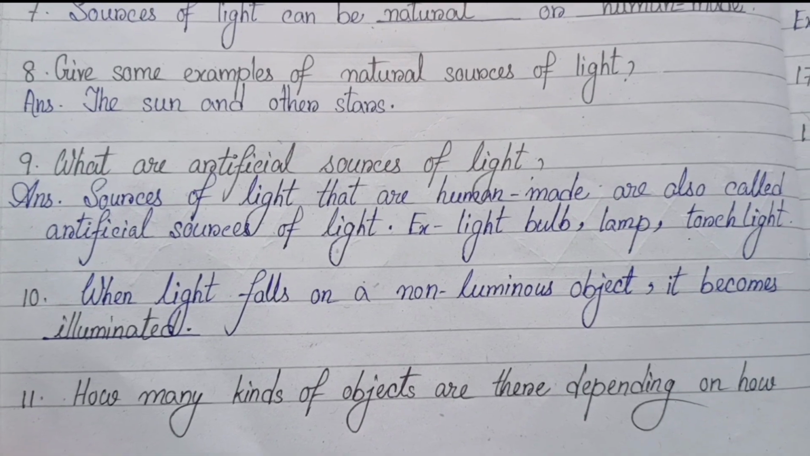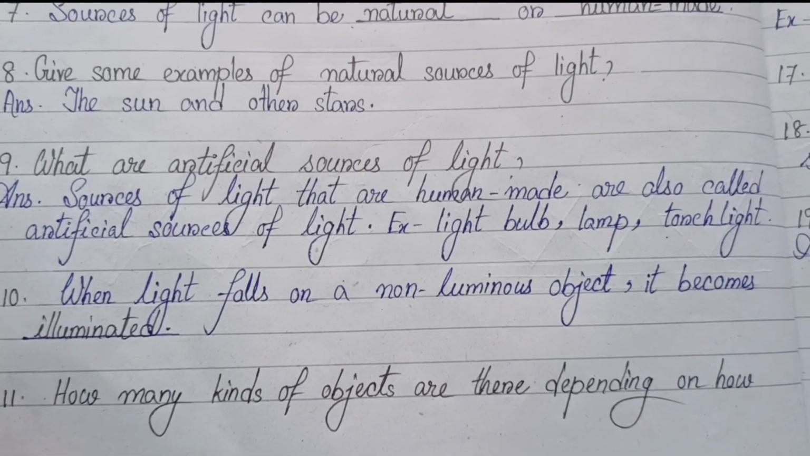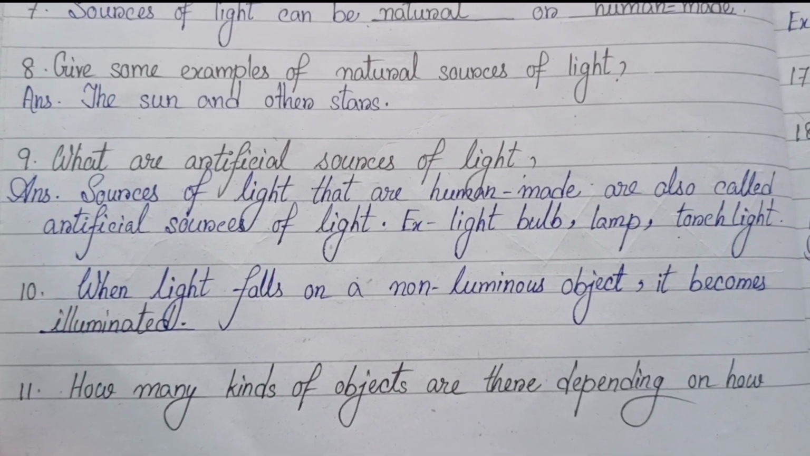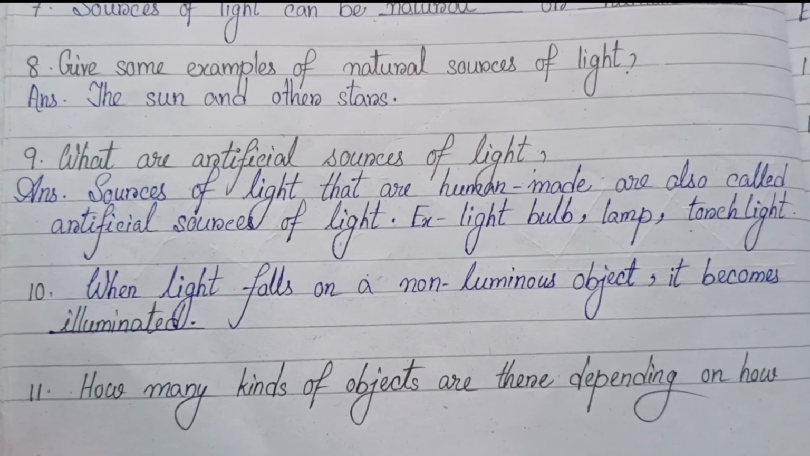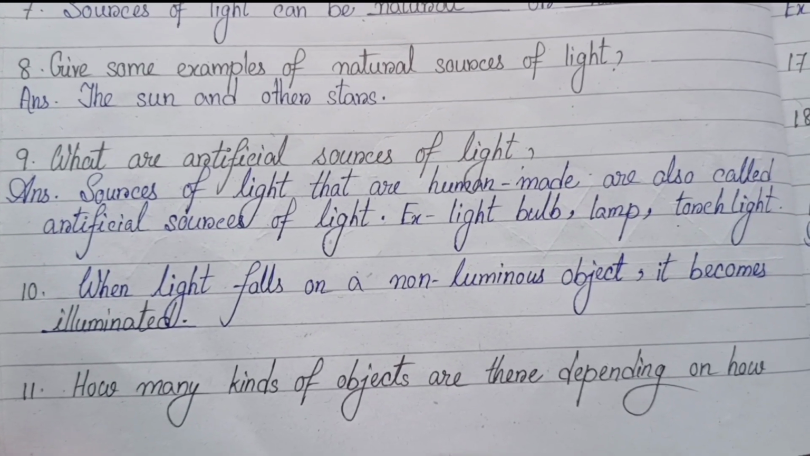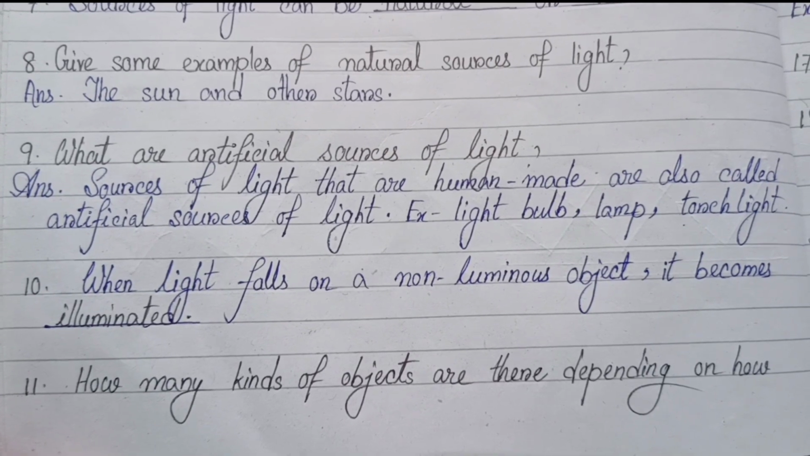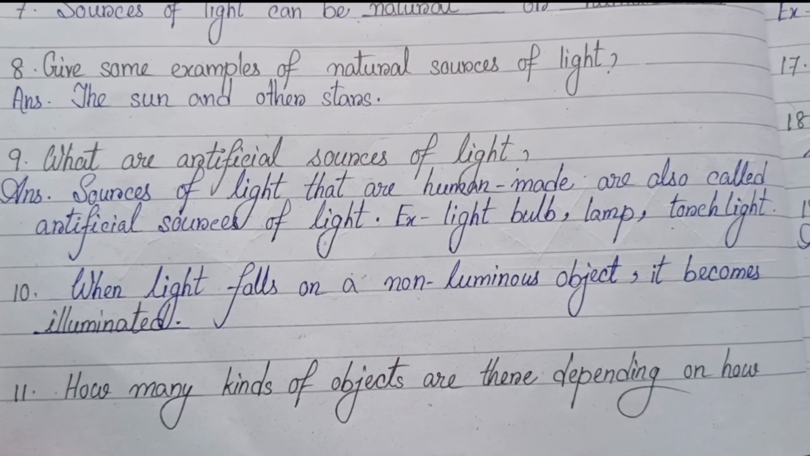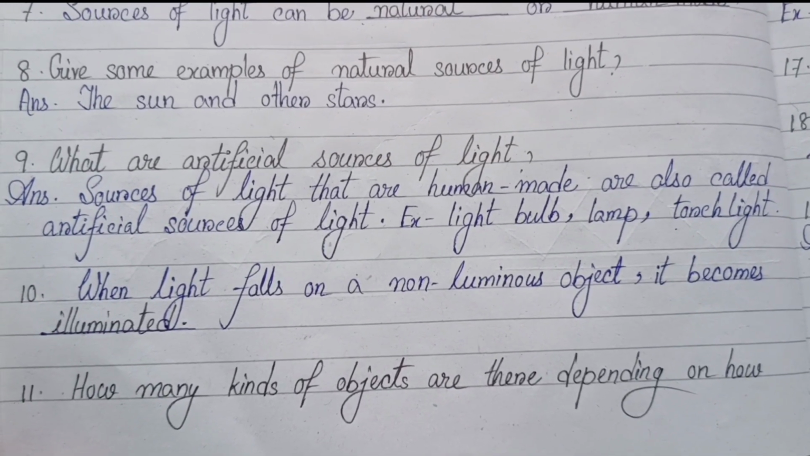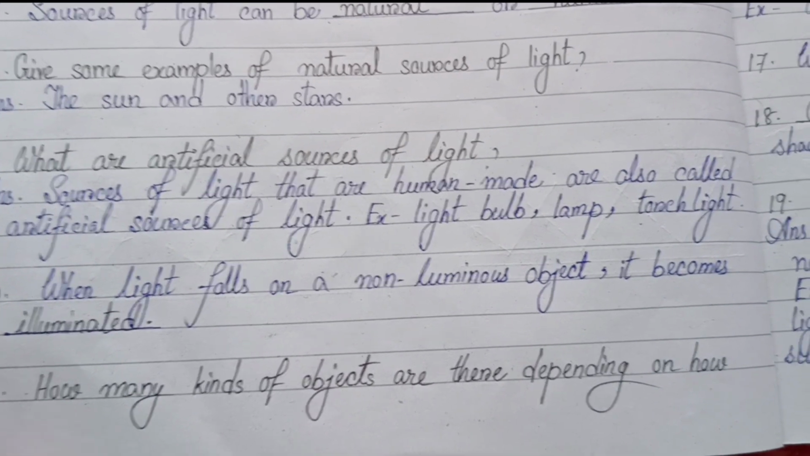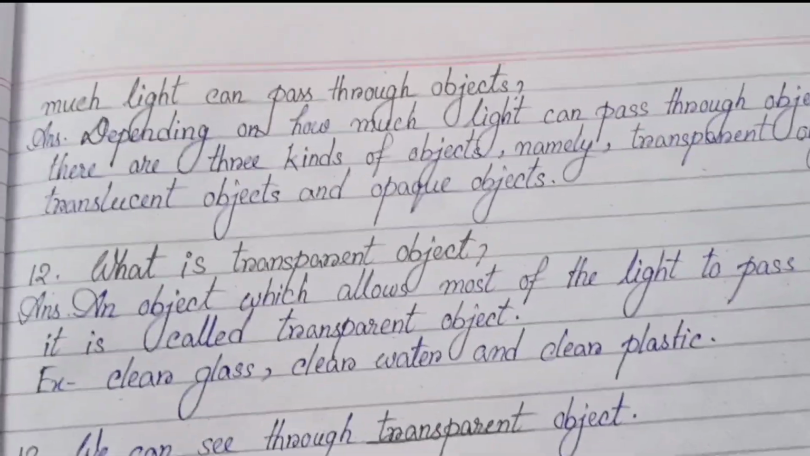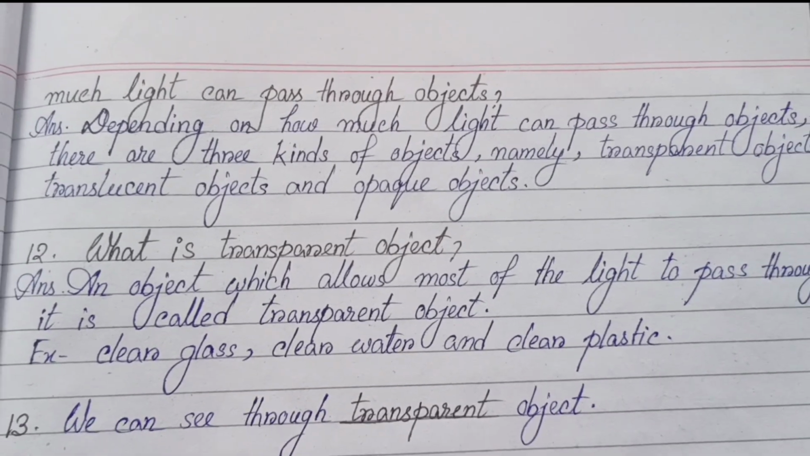Number 9, what are artificial sources of light? Sources of light that are human-made are called artificial sources of light. Example, light bulb, lamp, torchlight. Number 10, when light falls on a non-luminous object, it becomes illuminated. Number 11, how many kinds of objects are there depending on how much light can pass through objects?